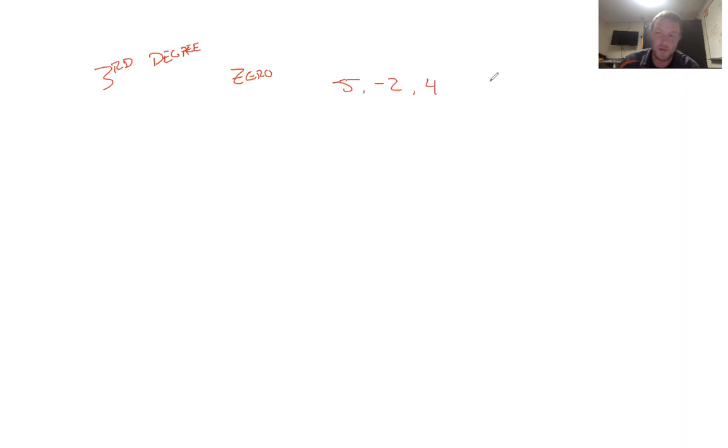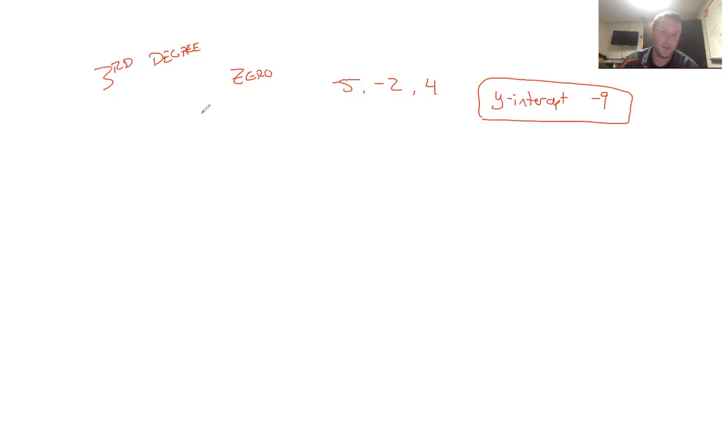But now it gives you one more thing. It has a y-intercept of negative 9. The rest of it's not so hard. This is the part that screws up a lot of people. Okay, so we'll walk through that. Okay, so zeros of negative 5, negative 2, 4.